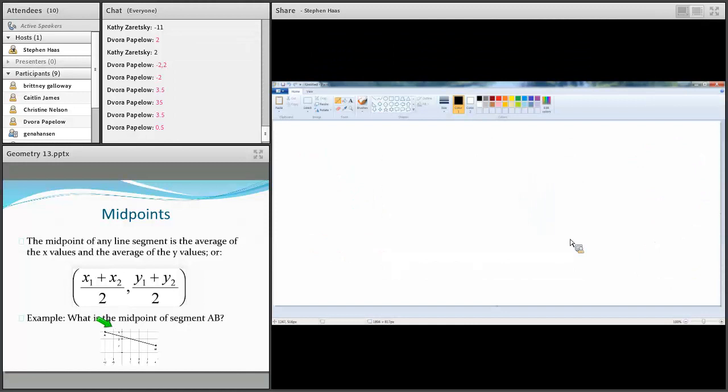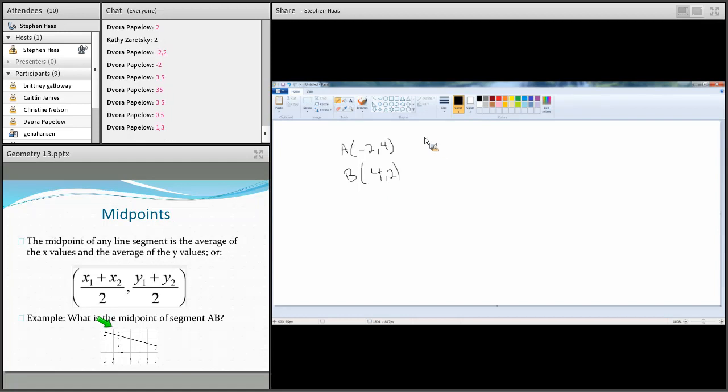Well, let's figure it out. In the example that I have over there, what is point A? Point A looks to be negative 2, positive 4, right? Point B looks to be positive 4, positive 2. So let's figure out the midpoint.